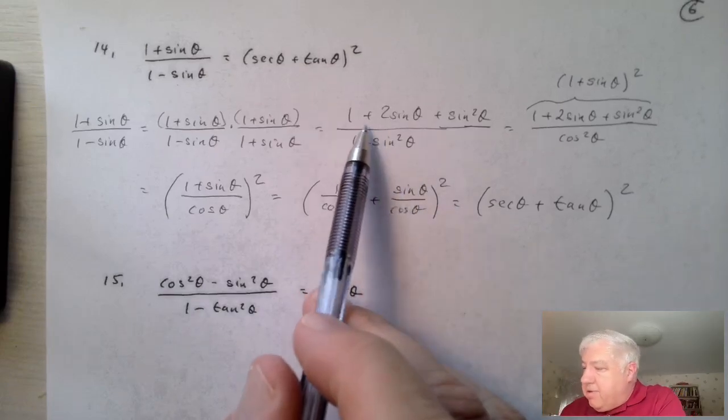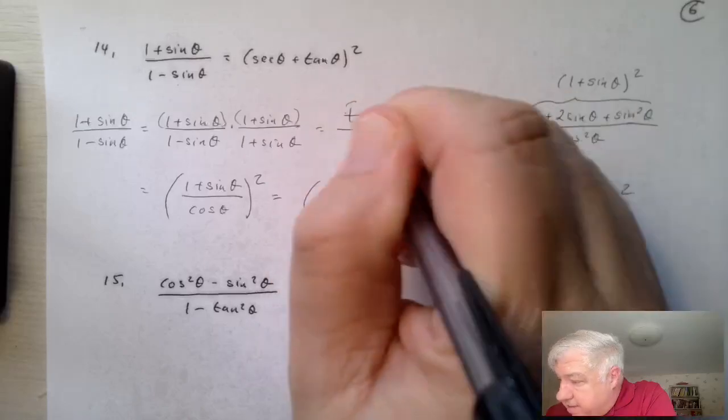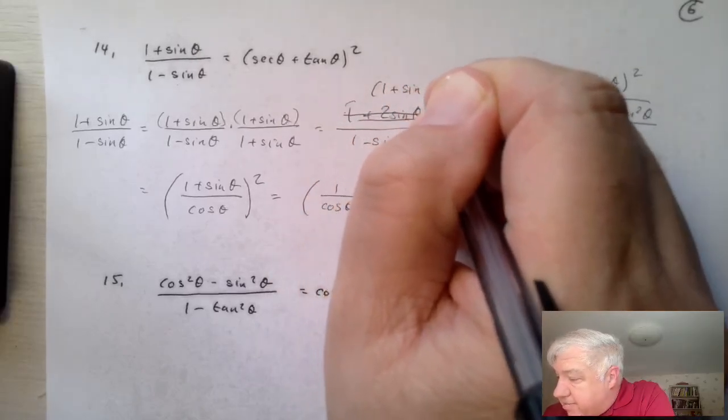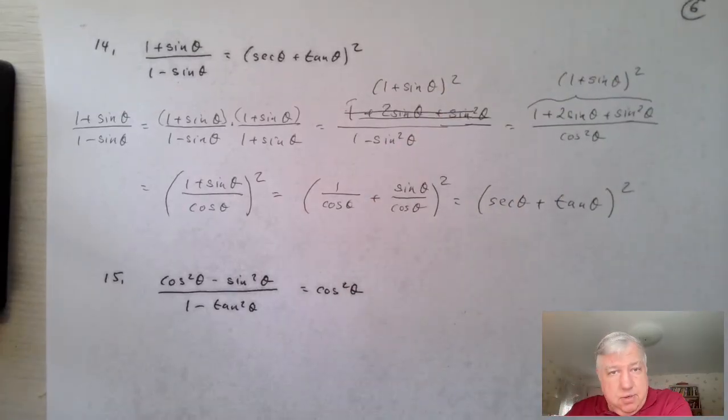Sorry about this. You didn't have to multiply this out. You could have just kept this as 1 plus sine theta squared, and that would have been fine. All right.